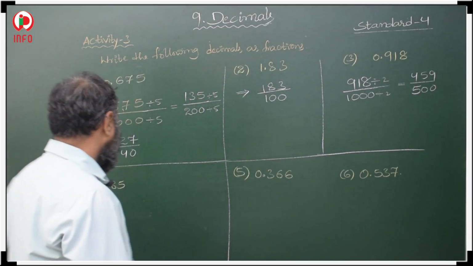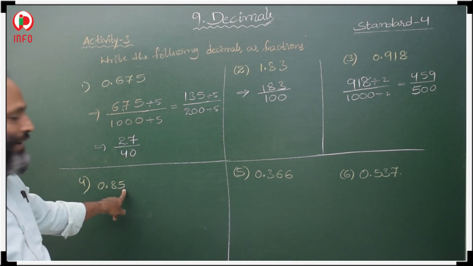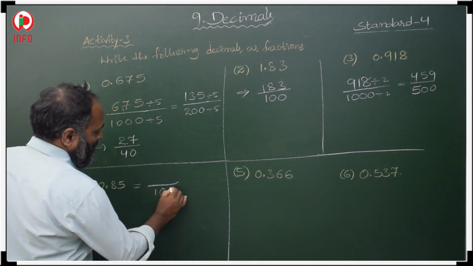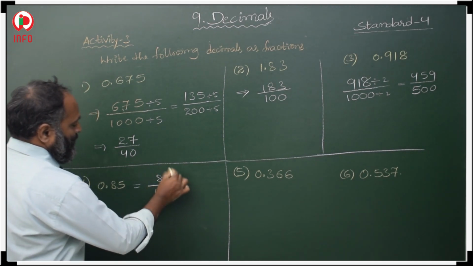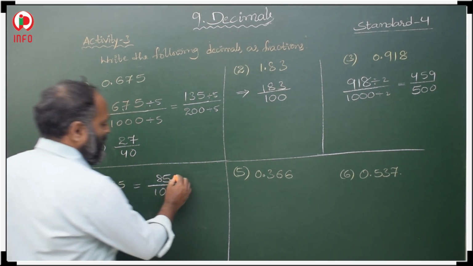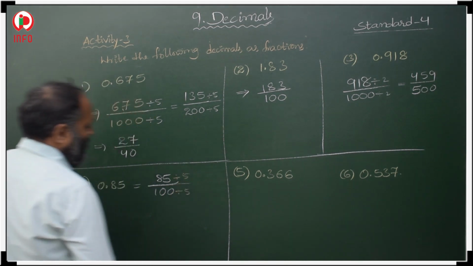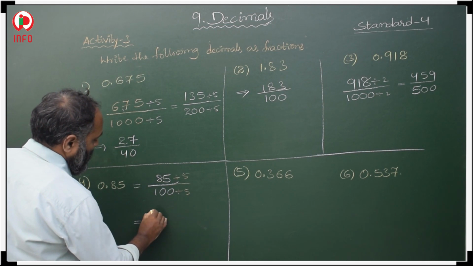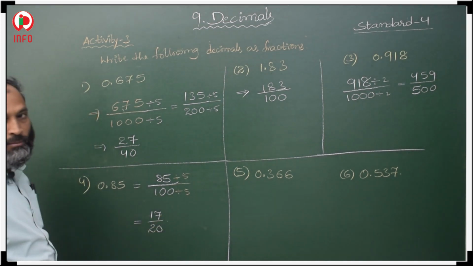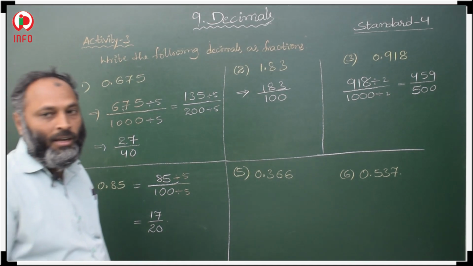Now, after that, before it was 0 point, tenths and hundredths. Hundredths means we have to write by 100, then 85. Here, in the ones place 5 is there and 0 is there. So these two are divisible by 5. When you divide 85 by 5, you will get 17 by 20. Then 17 by 20 value is 0.85.